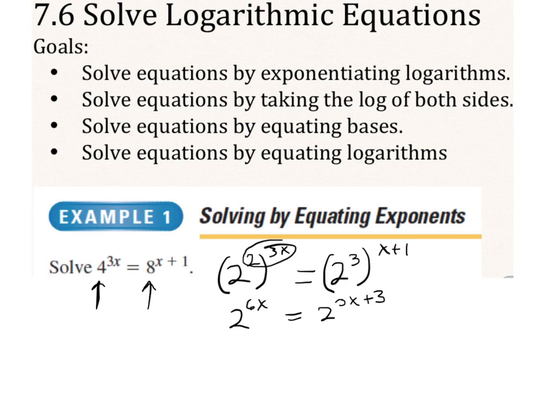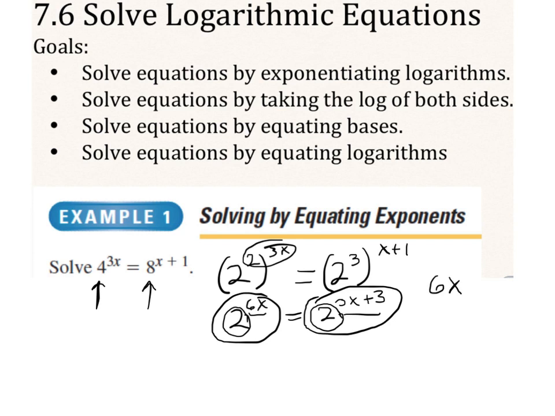Now what we have are two bases that are the same on either side of the equal sign. And logic tells us that this entire left side is going to be equal to this entire right side. So that means that our exponents must also be equal to each other. So now we can just ignore the bases and create a separate equation of 6x equals 3x plus 3. Then we subtract 3x, we get 3x equals 3, so x equals 1.